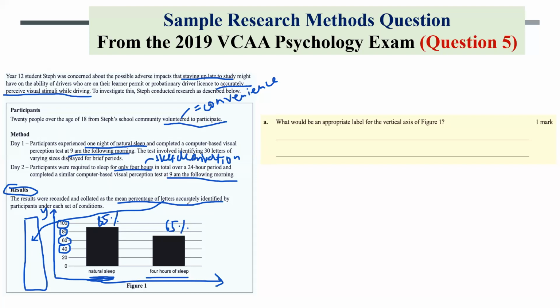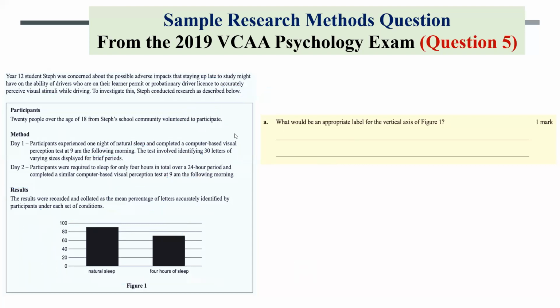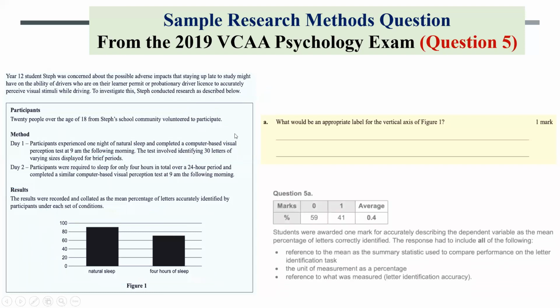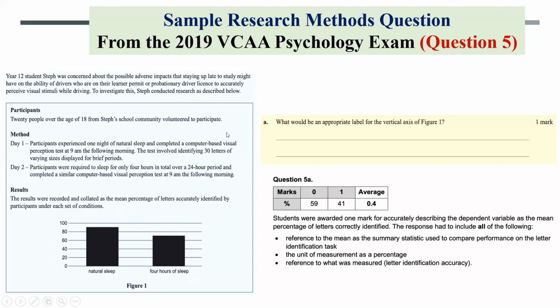So literally all you're going to write here is mean percentage of letters accurately identified on the visual perception test, or even just accurately identified. That's your 1 mark, automatically done for you. Okay, I'll show you guys the assessor's report for this question. So you can see for such an easy question, what was the average mark? 0.4. So why did students lose so many marks on this question?